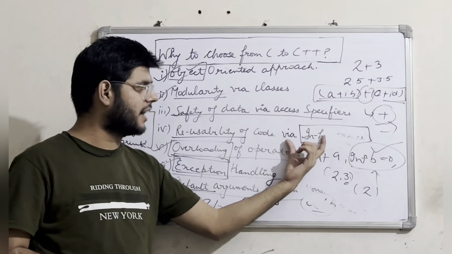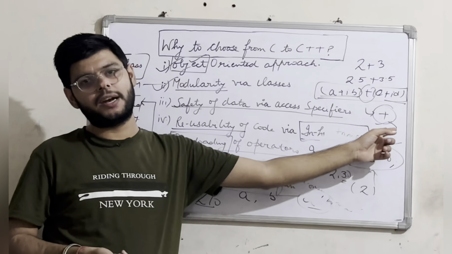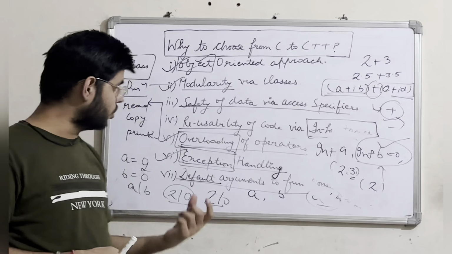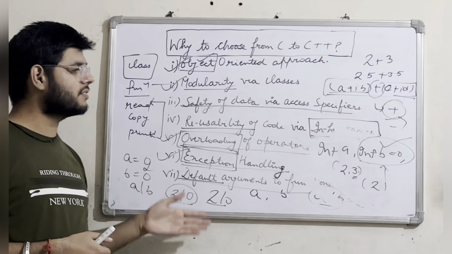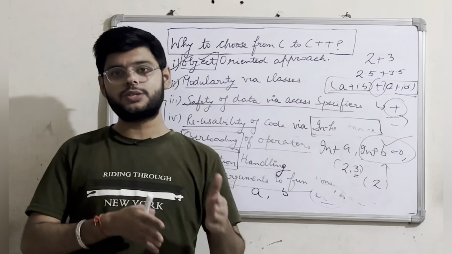Next we have seen operator overloading, where we provide an extra feature to a built-in operator so that it can be used with objects also. Then we have seen how to use exception handling, and then the important use of passing default arguments. So these were all the concepts that a student should try from C to C++.